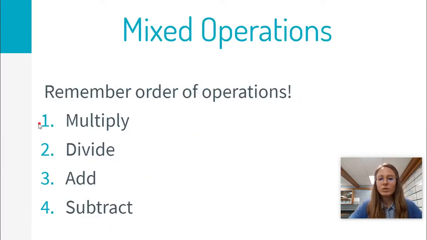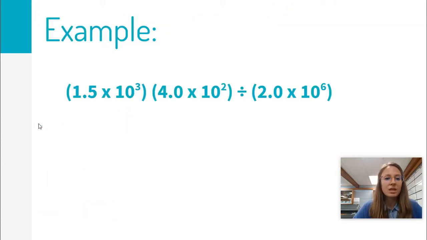Now, what do we do if we have a mixed operations problem, meaning we have a problem that involves multiplication and division, or division and subtraction? You need to remember your order of operations. You multiply first, then you divide, then you add, then you subtract, okay? So let's say that we have this example problem. We have 1.5 times 10 to the third times 4.0 times 10 to the second divided by 2.0 times 10 to the sixth. The first order of operation is to multiply.